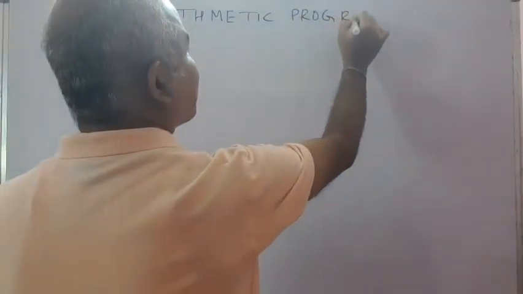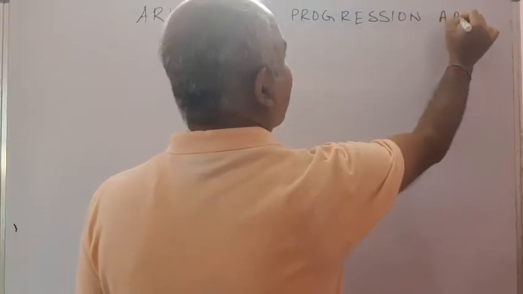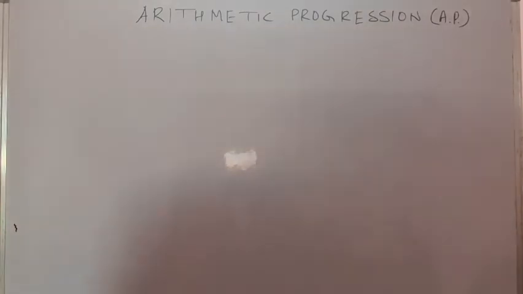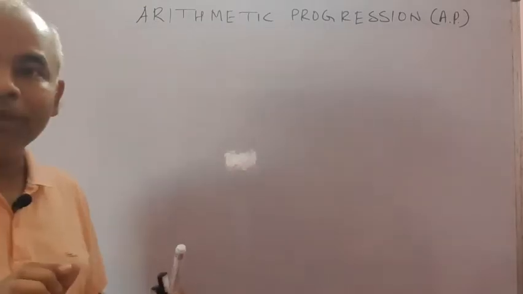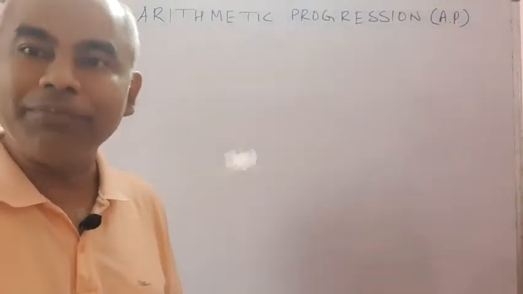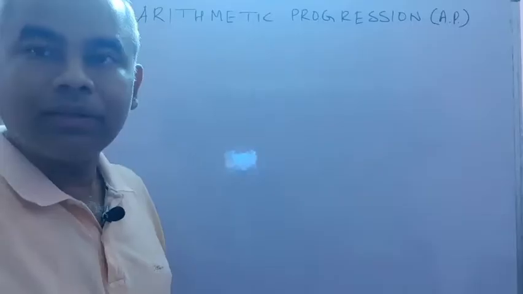Arithmetic progression, or in short we call it AP. In short we call it AP, arithmetic progression or AP, that we are going to discuss today. See, arithmetic progression or AP is what? Say we are going to write some numbers in a particular order. What is the order? Let us see.